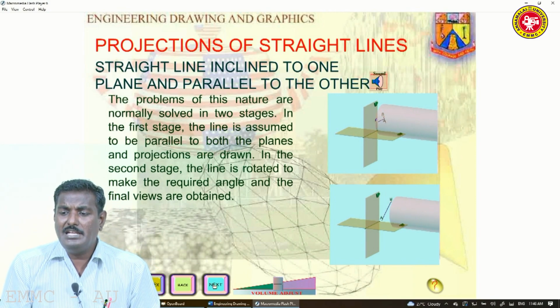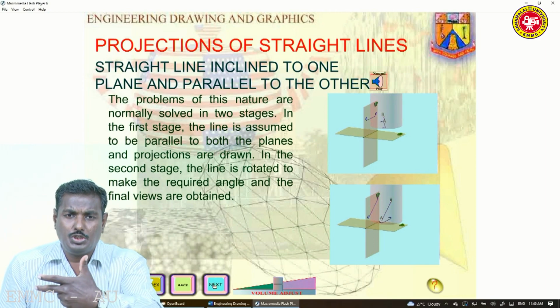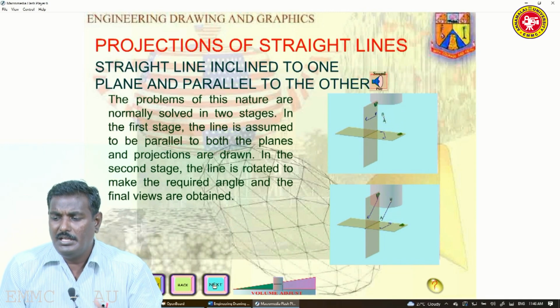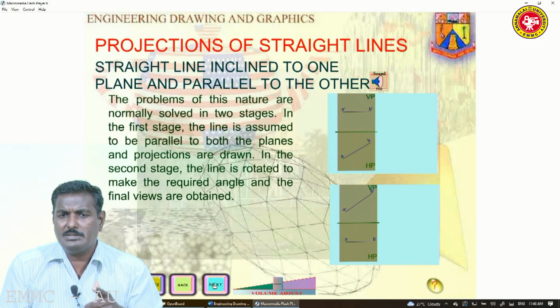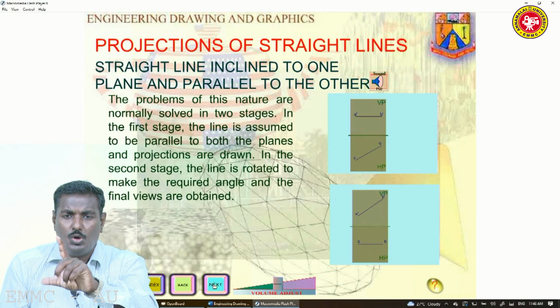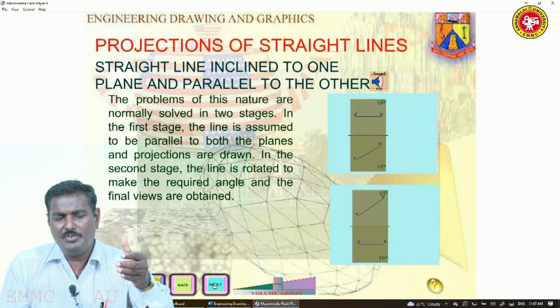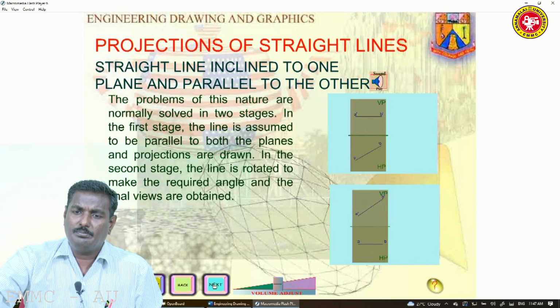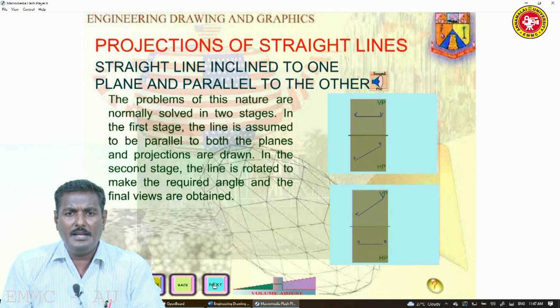Here, a straight line inclined to one plane and parallel to the other plane. Here also I am giving animations, top and bottom. The top animation shows a line inclined to the horizontal plane and parallel to the vertical plane. Parallel means the distance between the vertical plane and the endpoints is not varying; the distance, not the size, is the same throughout from the vertical plane to the straight line. That is the concept. But if you look from the horizontal plane, from one point to another point, the distance between the plane and the object is varying. That is inclined to HP, parallel to VP.